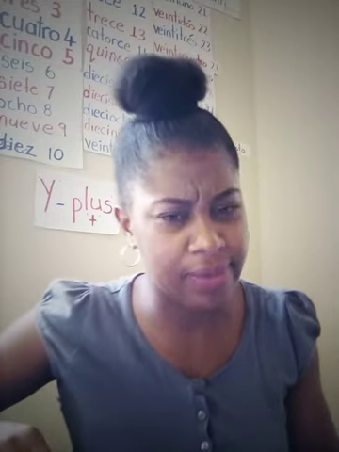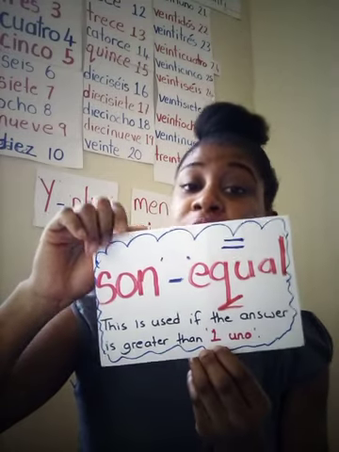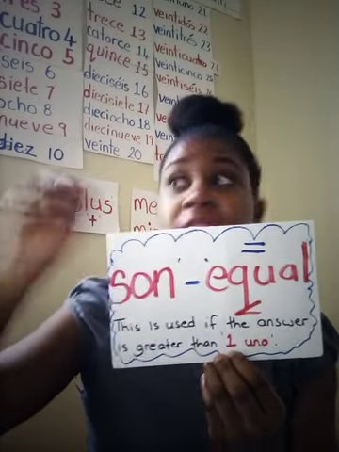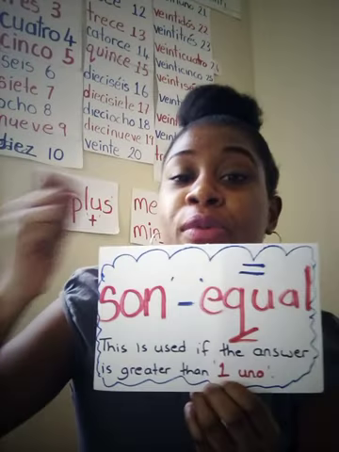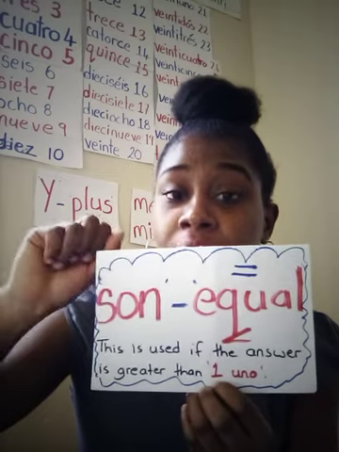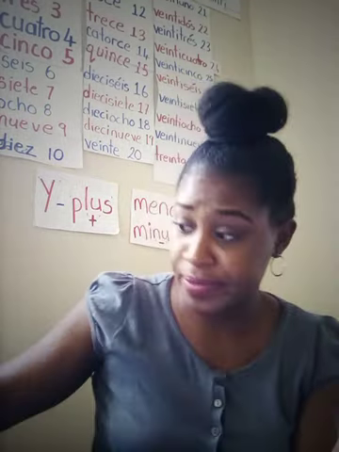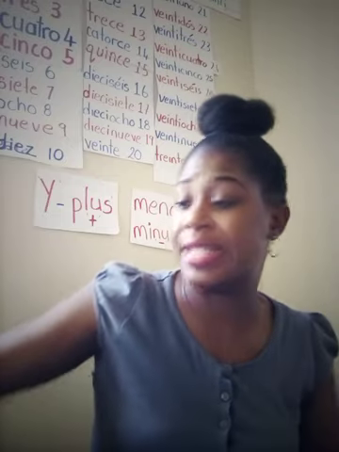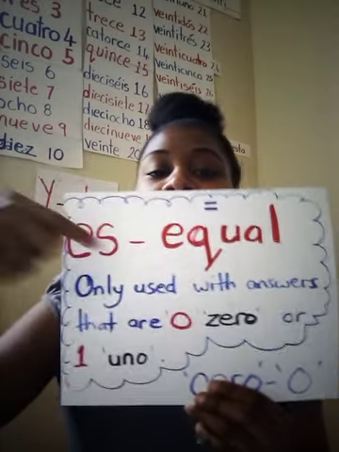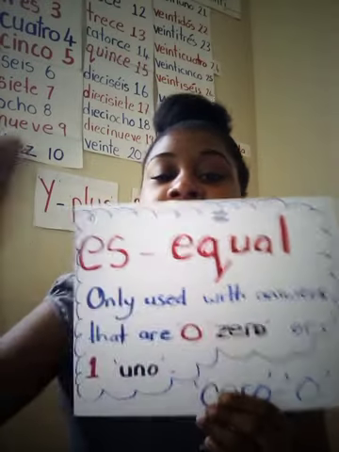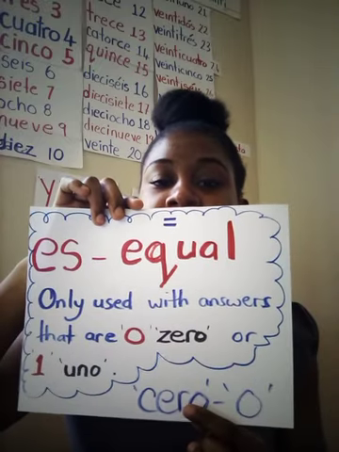Okay? So we use son for equal for numbers that are greater than 1, greater than uno. So 2, 3, 4, 5, 6, 7, 8, 9, 10, 11, 12, 13. Once the answer is bigger than 1, a bigger number than 1, you're going to use the word son when you're saying equal. However, if the answer that you are presenting is 1 or less, you're going to use the word es. So we use es with numbers 1 and 0 if your answer is 1 or 0. And remember the Spanish word for 0 is cero, C-E-R-O.